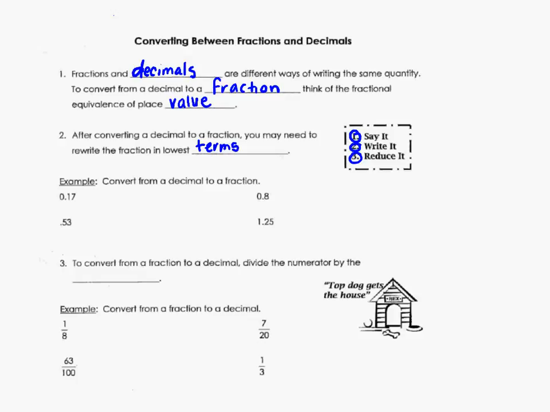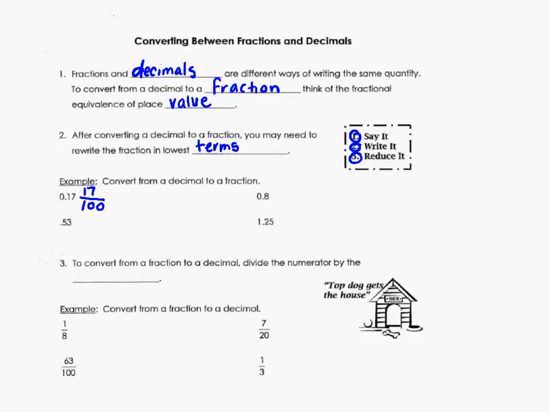Let's look at the first example. I'm going to say it, 17 hundredths. I'm going to write it, 17 hundredths. And then I'm going to reduce it if possible. I look and I see that 17 is a prime number, so I know this fraction is in its simplest form.